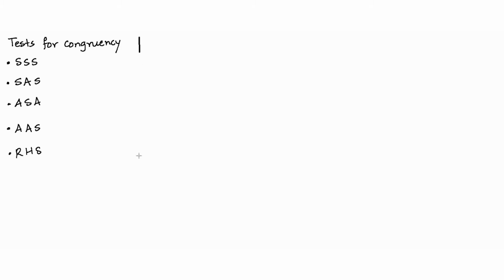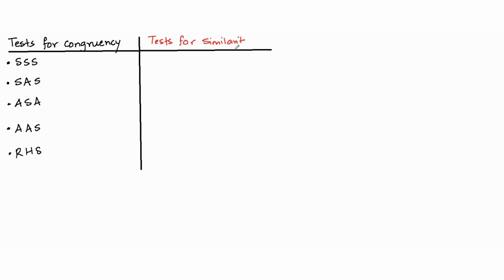Now, let's list down what are the tests for similarity. Something that we should understand is S stands for side and A stands for angle, okay? So now let's write the tests for similarity. There are 3 tests for similarity, so a much reduced version than congruency. The first test is SSS, the second test is SAS, and the third test is AA, or AAA test for similarity.